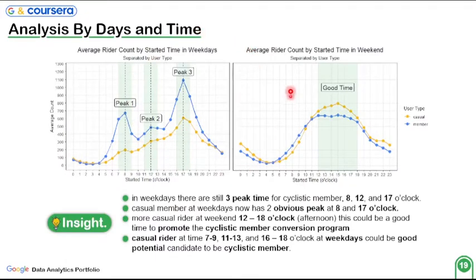Combined analysis by days and time shows us that the trend per hour for weekends and weekdays is not the same. There are always more Cyclistic members at working hours on weekdays, and there are also more casual riders on weekend afternoons. You can target the casual riders around 8, 12, and 17 o'clock on weekdays, and the good time for promotion is on the weekend from 12 till 6 p.m.